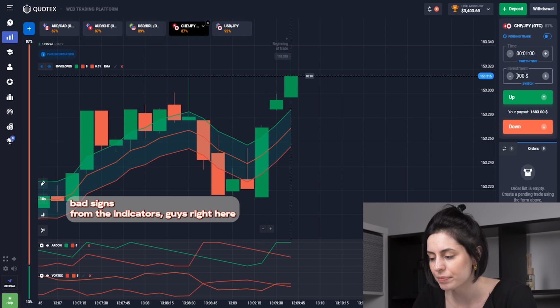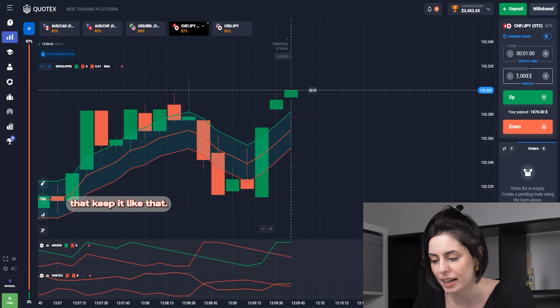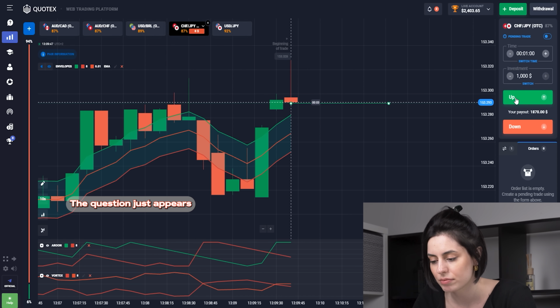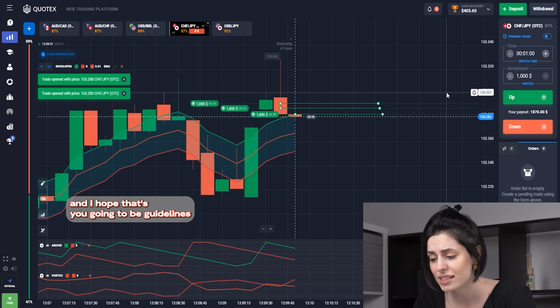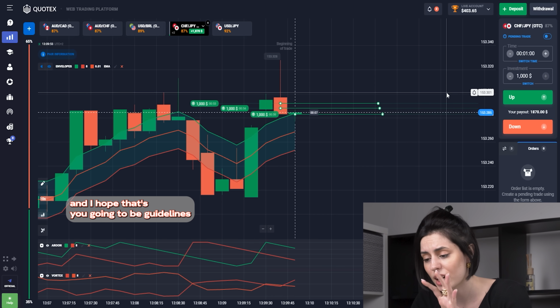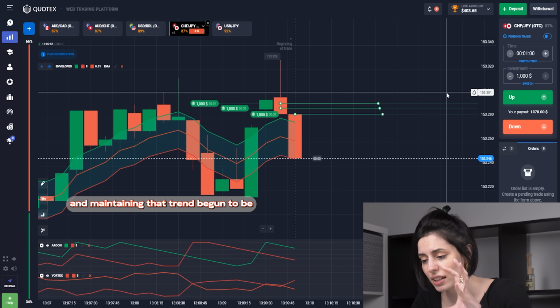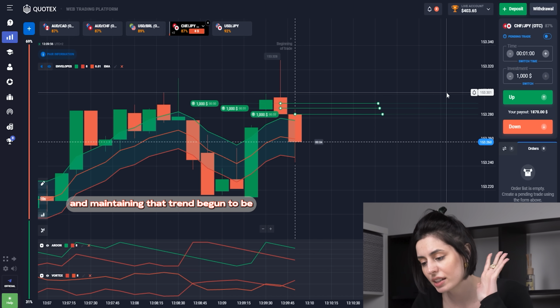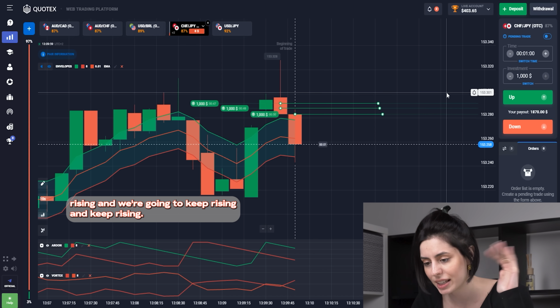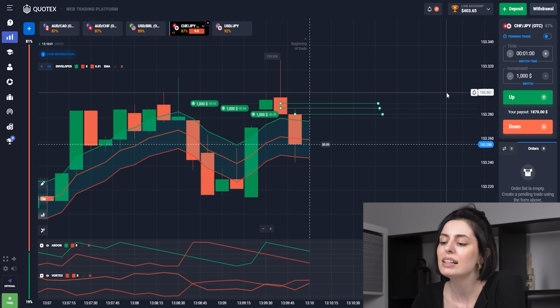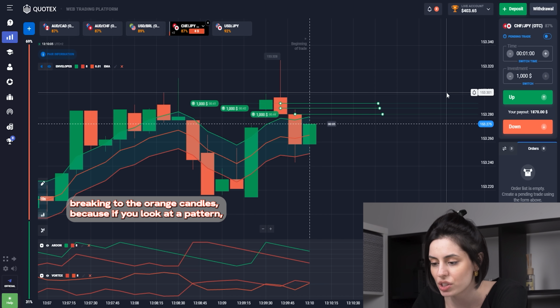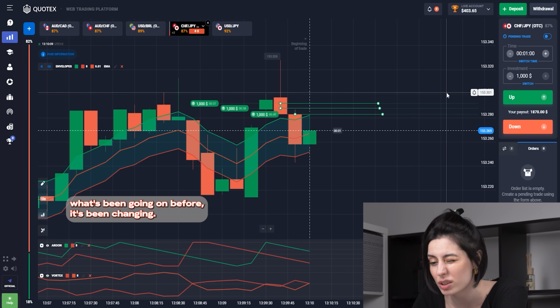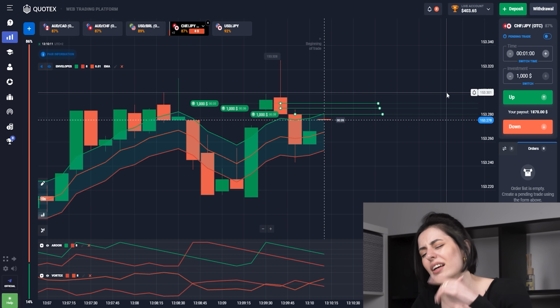Guys, right here, I'm going to keep it like that. The crossing just appeared, and I hope that the lines are still going to be white and maintaining that trend. We're going to be rising, and we're going to keep rising. Yep, maybe with some breaking with the orange candles, because if you look at the pattern, what's been going on before, it's been changing. It's crazy.